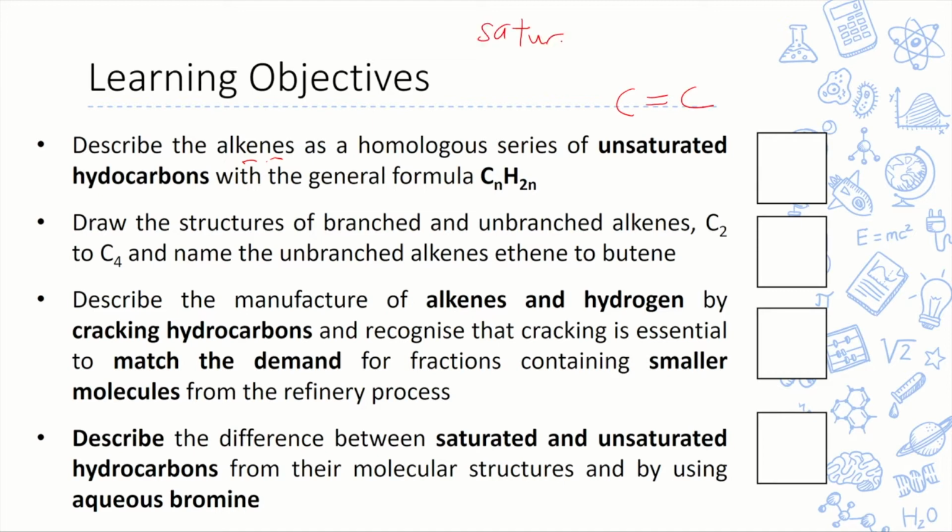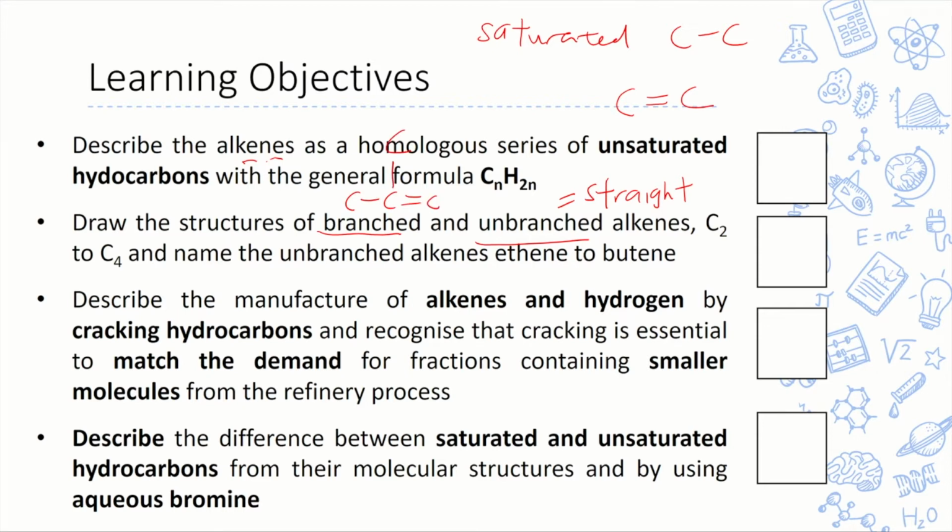Saturated refers to CC single bond. Okay, so after that, we also take a look at branched versus unbranched alkene. So unbranched is equivalent to straight chain. Branched is where instead of one straight line, it is forming a T-shaped backbone. For example, something like this.